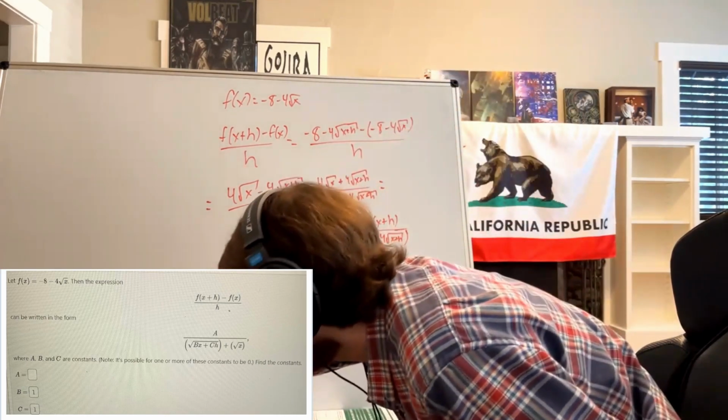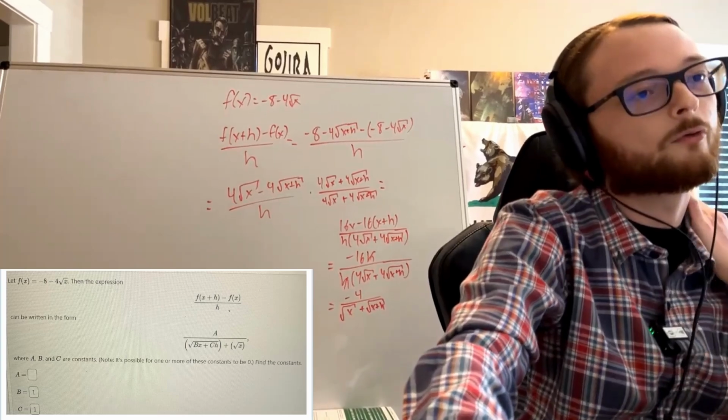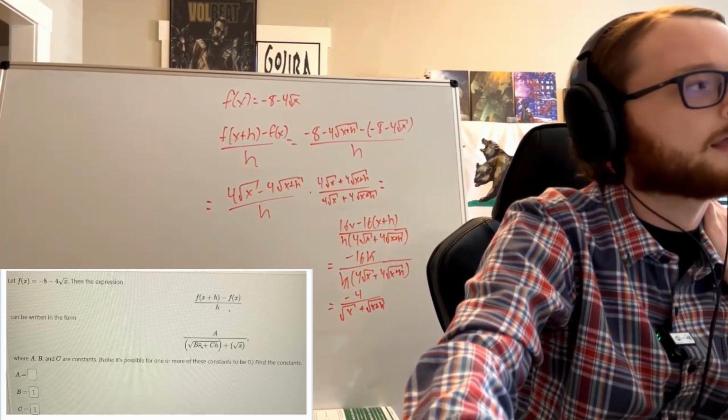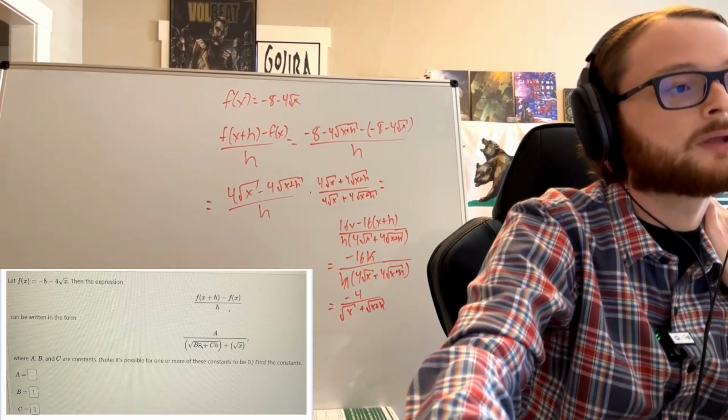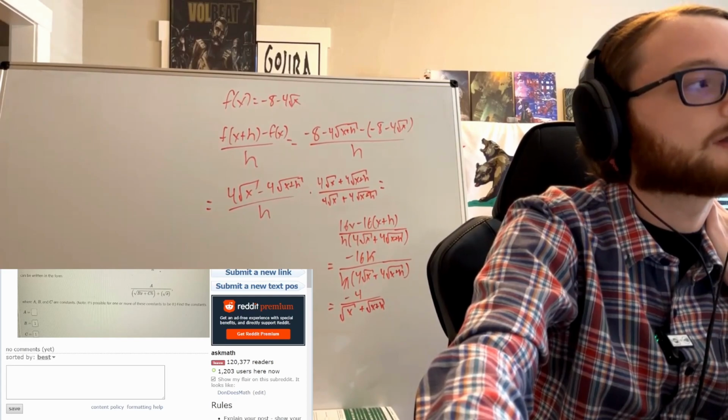So they actually got b equals 1, c equals 1. But they're confused on how to find a, which if they got b and c the way that I got them, it should be clear what a is, but they must have done it a different way.